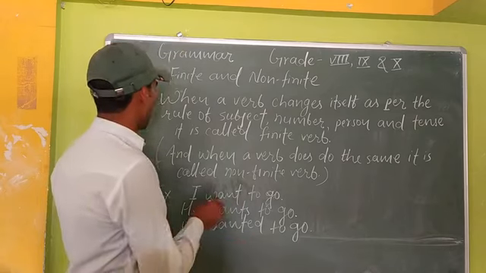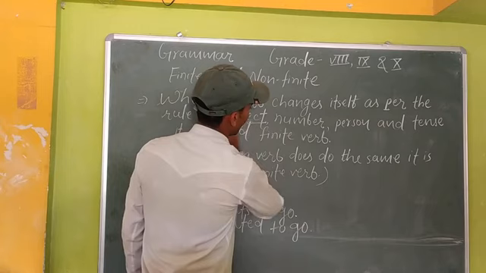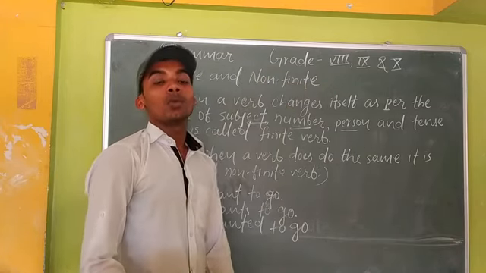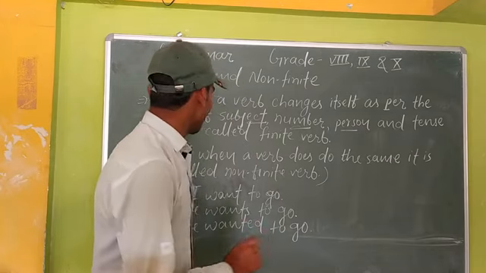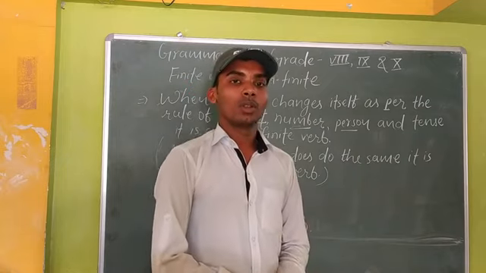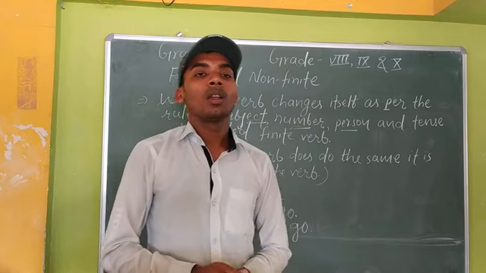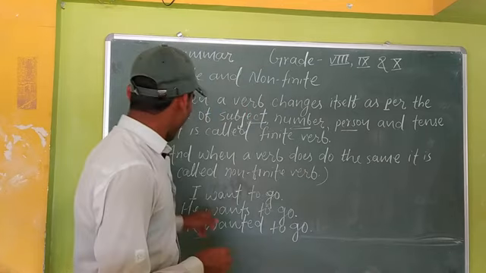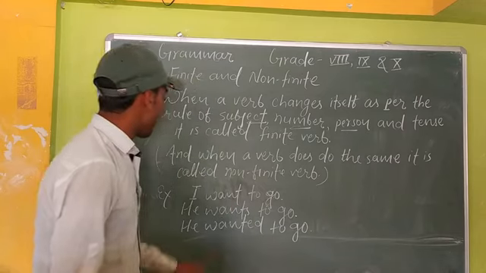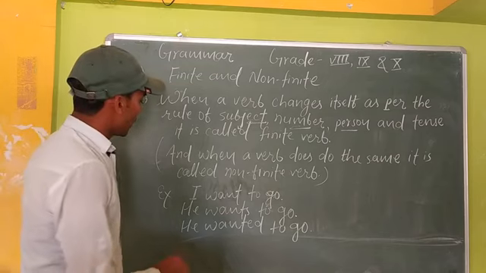When the verb follows changes by subject, number, person and tense, on that occasion it will set itself as a finite verb. And when it will not follow the same rule, that means when it will not get any effect from subject, number, person and tense, it will be considered as non-finite. Here in the example you can understand everything.